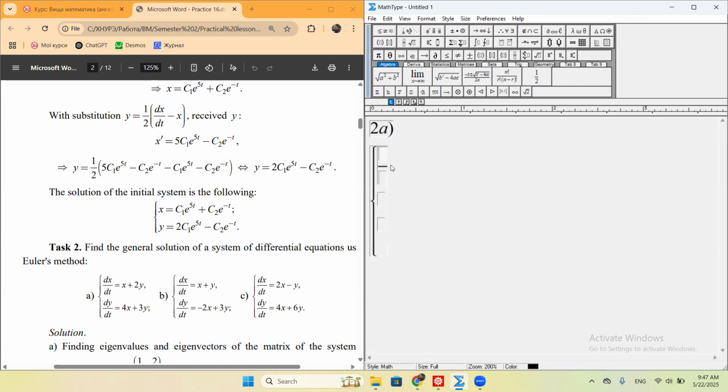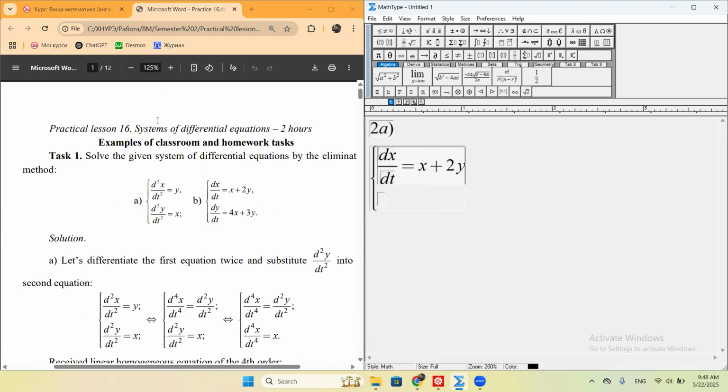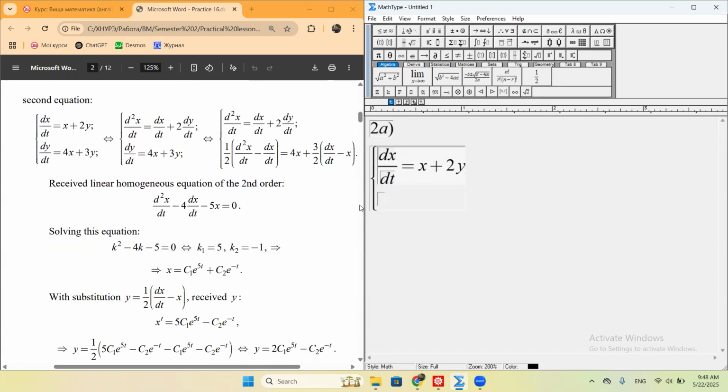Writing down the first equation. Oh, by the way, we have only 2 equations, not 3. So dx by dt equals x plus 2y. By the way, if I'm not mistaken, we have the same system of equations, so I didn't have to rewrite it, but nevertheless. So dy by dt equals 4x plus 3y. So how will we use Euler's method?